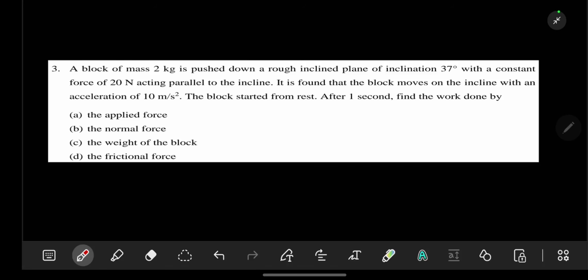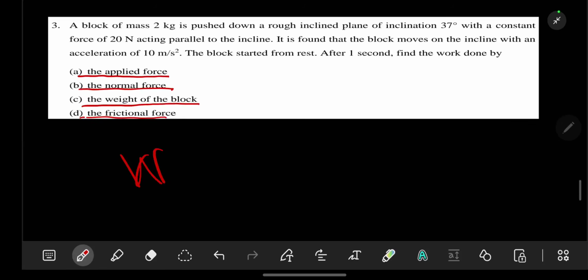Now the second question says that a block of mass 2 kg is put down a rough plane of inclination 37 degrees with a constant force of 20 newtons acting parallel to the incline. If it is found that the block moves on the incline with an acceleration of 10 meters per second squared, the block started from rest, after 1 second find the work done by the applied force, the normal force and the weight of the block, and the frictional force. So firstly, the work done.